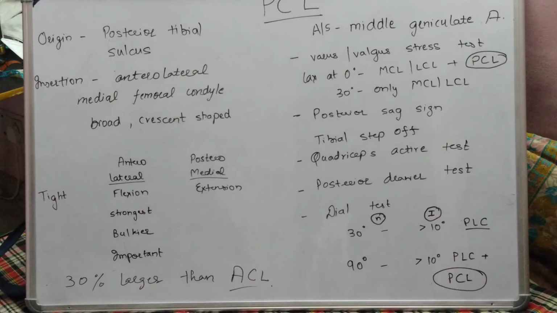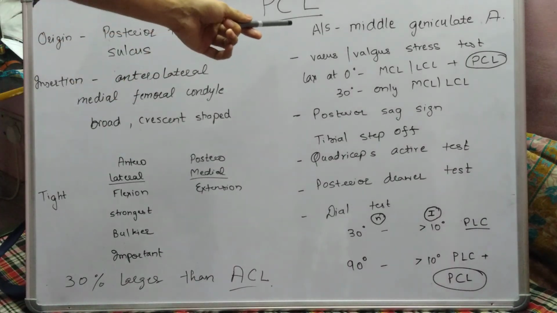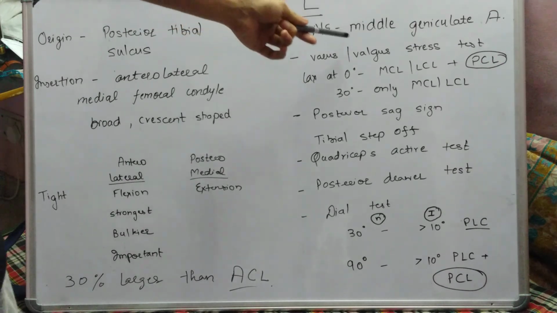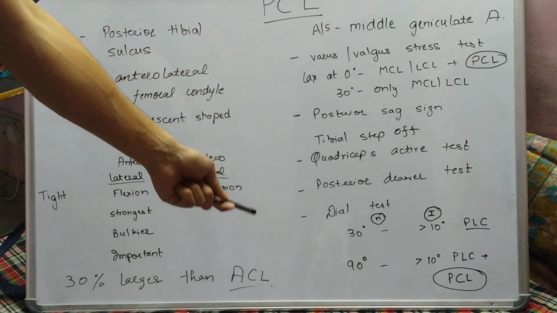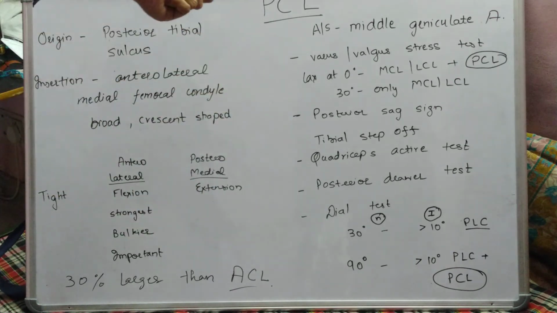Now talking about the arterial supply, similar to the ACL, it is supplied by the middle geniculate artery. Now the various tests to perform to detect a posterior cruciate ligament injury.